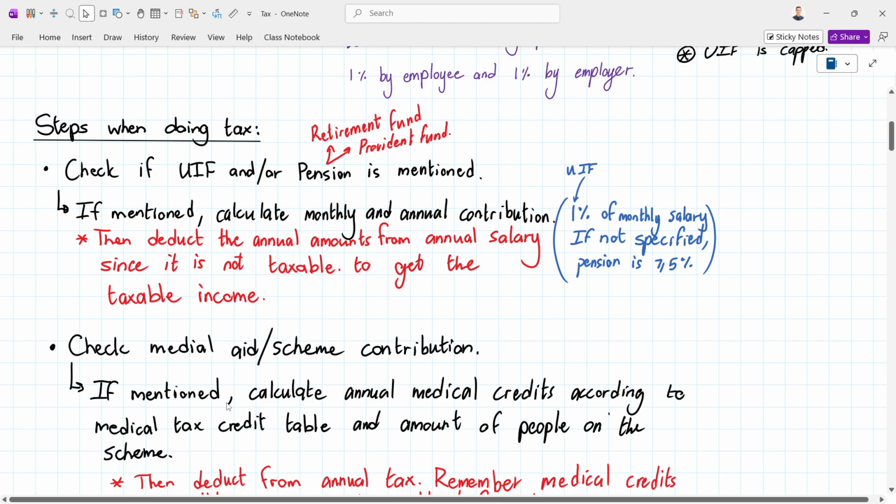So firstly, check if UIF and or pension is mentioned. They can also obviously replace pension with retirement fund or provident fund. Okay, so make sure that is mentioned. If not, then you're good, you can ignore it. If it is mentioned, calculate the monthly and annual contribution. You need to figure out how much goes towards that because that gets deducted from your gross annual salary because you cannot pay tax on it. It's not taxable.